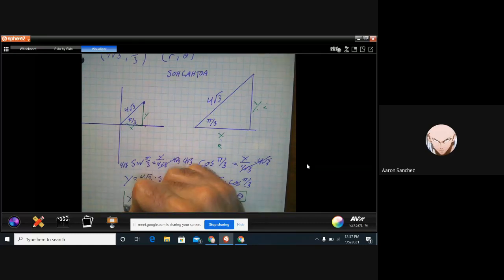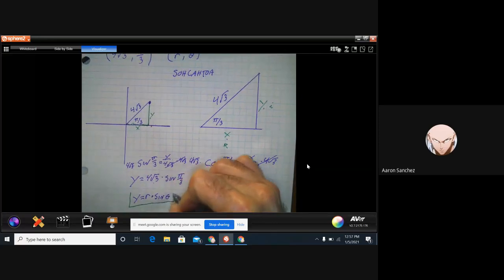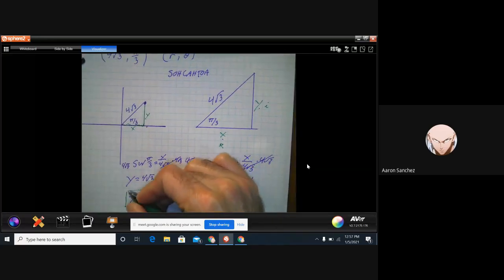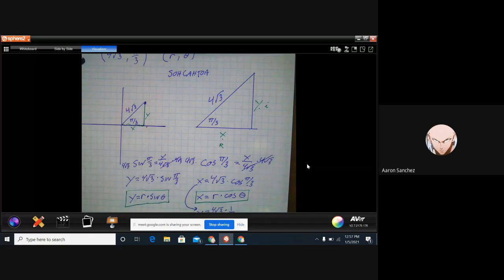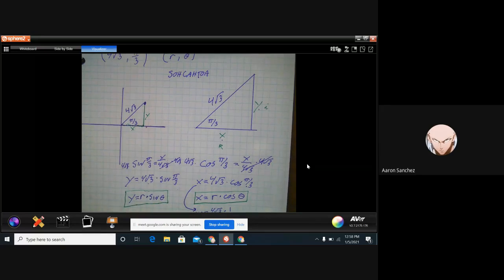Again, just like the x, this is the most important thing that you need to know, what I'm putting in green right there. Y is equal to r times sine theta. X is equal to r times cosine theta. If you haven't learned anything else, those are the two things that you must know from this lesson. I'm showing you how to get it, but if you don't get that, all you need to know is y equals r times sine theta, x equals r times cosine theta.